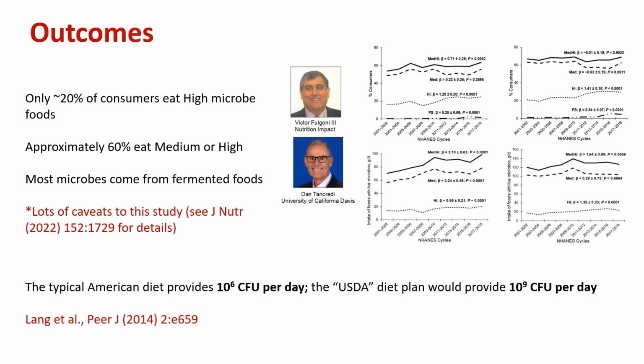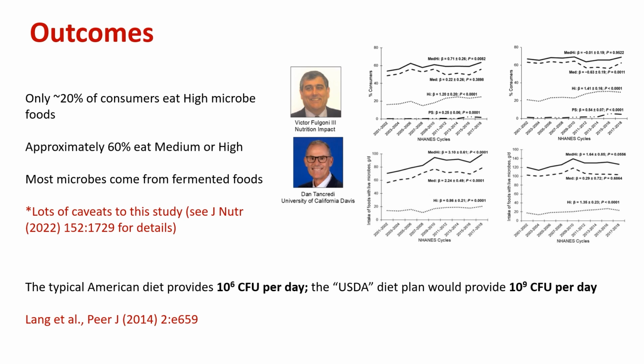Now, we then, of course, conducted the analysis, and this was primarily led by Victor Falgoni and Dan Tancredi, 2 statisticians. And I won't go through the data in detail, but the highlights of this research were that only about 20% of consumers eat these high microbe foods, these 1% of foods that contain high microbes. Now it goes up to about 2/3 when you include medium or high. And we found, of course, that most of these microbes come from fermented foods. This was all kind of predictable, but it was nice to be able to put numbers on this.